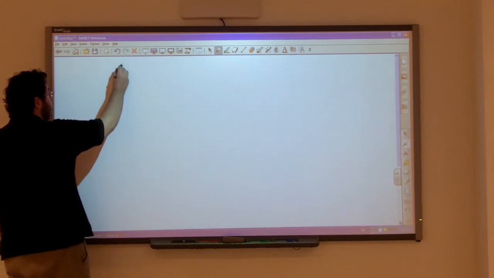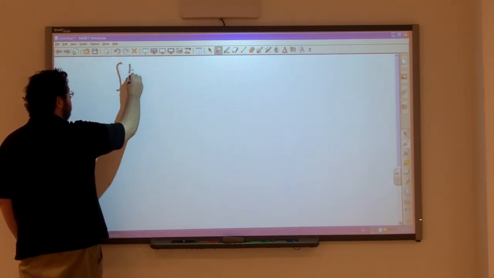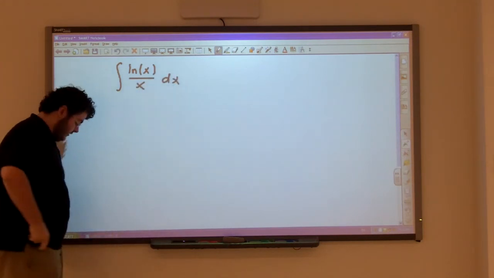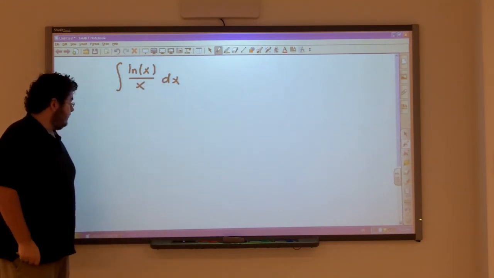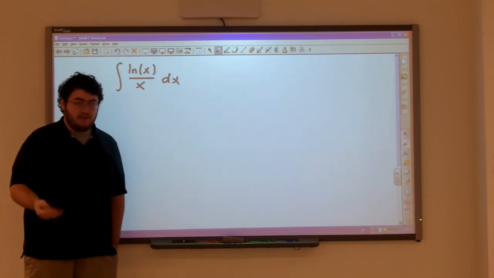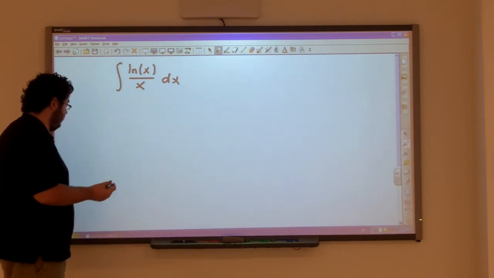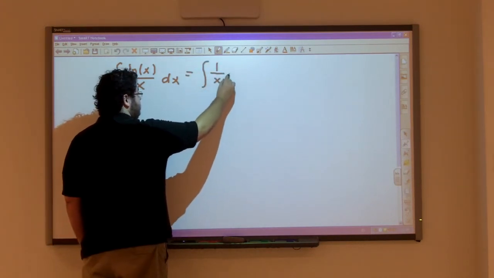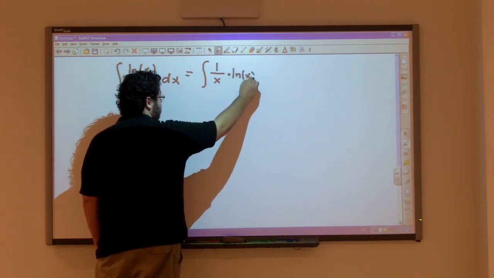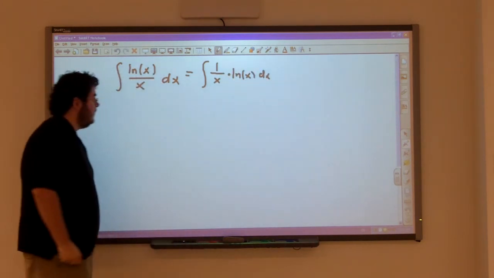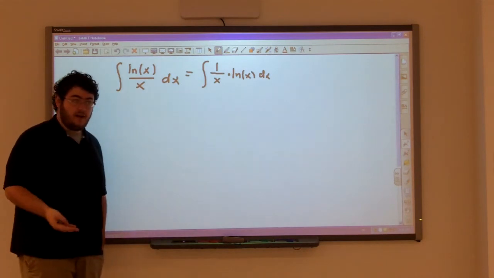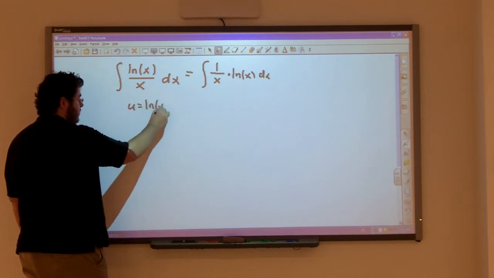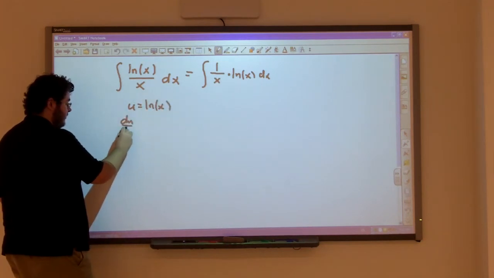So let's do integral of natural log of x over x dx. So it may not seem like at first that we even have a function here as derivative, because we have natural log of x divided by x. But we can rewrite that as 1 over x times natural log of x. So we have a natural log next to a 1 over x. That's its derivative. So we set the function equal to u, and we calculate its derivative.